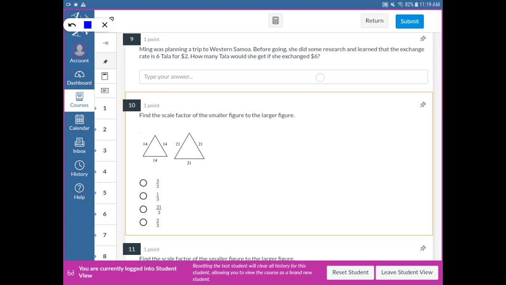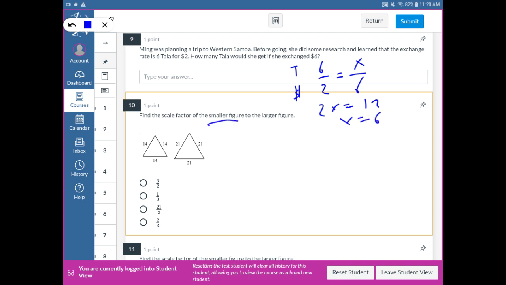You have a friend named Ming, but it's a guy. So Ming is getting 6 tala for $2. So this is the tala, this is the dollars. So if he exchanges $6, then your x here. So 2x equals 12, x equals 6.